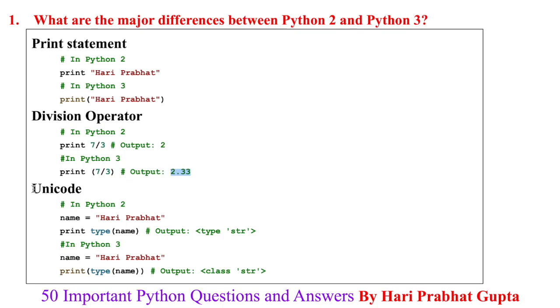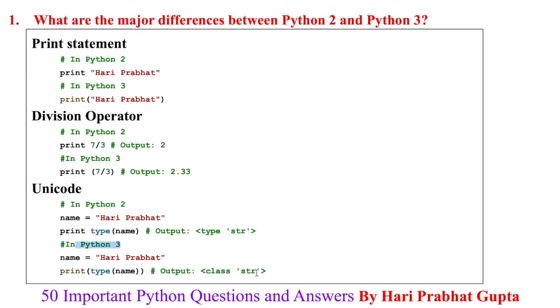The third difference is Unicode. In Python 2, there are two types of strings: one is str and the other is Unicode. The str type represents a sequence of bytes, while the Unicode type represents a sequence of Unicode characters. In this example, the name is a str type because it consists only of ASCII characters. If the string contained non-ASCII characters, it would have been Unicode. But in this case it is a str, because all the names are in ASCII.